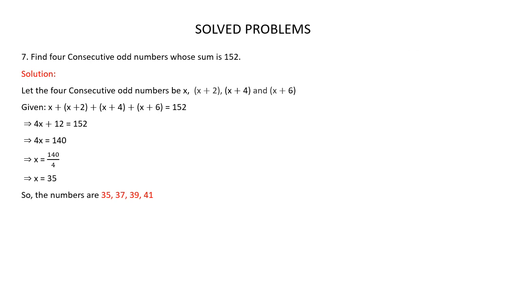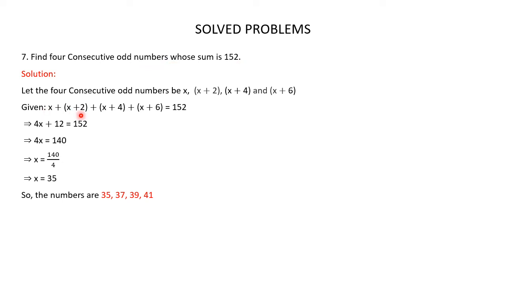Question number 7. Find four consecutive odd numbers whose sum is 152. You know that consecutive odd numbers can be represented as x, x plus 2, x plus 4, x plus 6, x plus 8 and so on. But here you need only four consecutive odd numbers. So let's assume that the four consecutive odd numbers are x, x plus 2, x plus 4 and x plus 6. It's given that the sum of four consecutive odd numbers is 152.